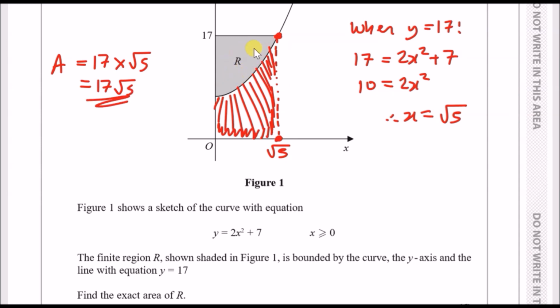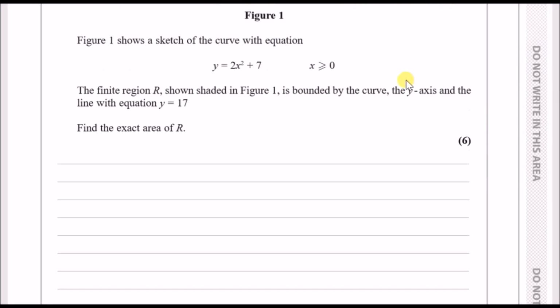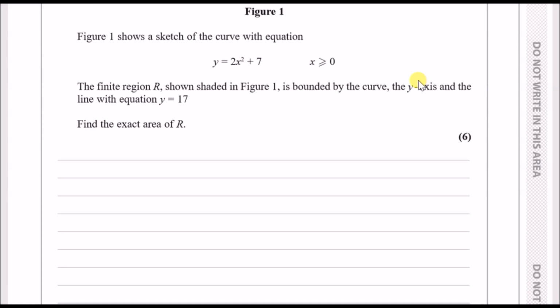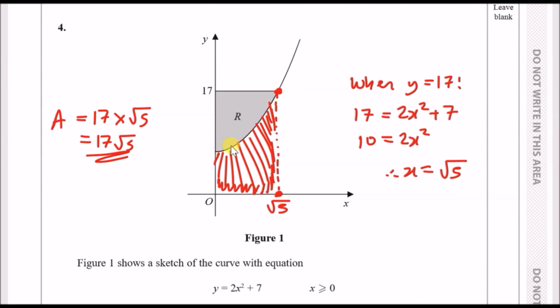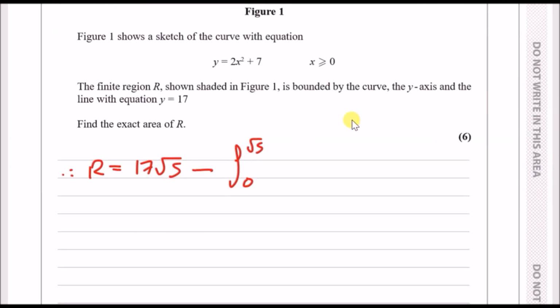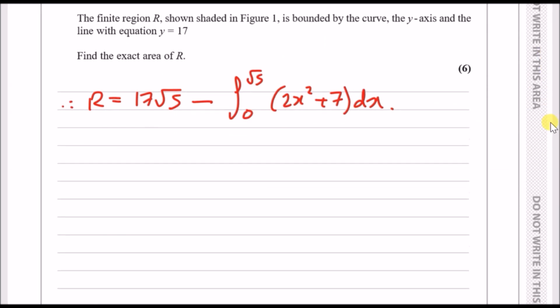However, to get the region now, we need to subtract this rectangle from the area under this curve, yeah? So let's do that. To do that, we can say, alright, therefore the region itself is the area of the shape, which is 17 root 5. And we're going to minus it against the integral formula, which is the integral from 0 to root 5, because that's how far we're going, of this curve. So we're going to use the curve as a baseline, yeah? And the curve equation was 2x squared plus 7 and then dx. And yeah, guys, if you could just evaluate this, then you're done.